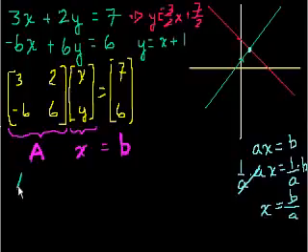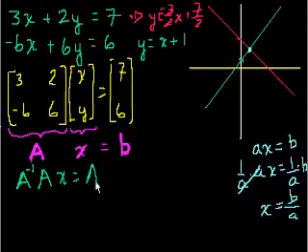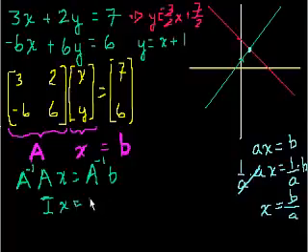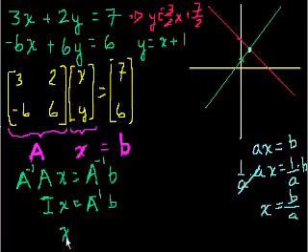So you get A inverse times A times the vector x is equal to A inverse times b. All I did is I took this expression, I multiplied both sides by A inverse. And what's A inverse times A? Well, that's just the identity matrix, right? That's the identity matrix times x is equal to A inverse b. And of course, the identity matrix times any other matrix is just that matrix. So that's just the vector x equals A inverse b.